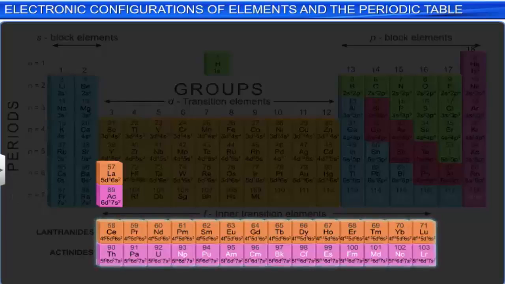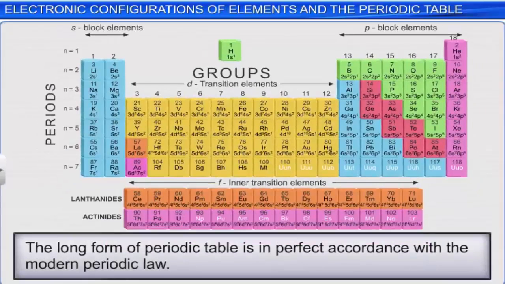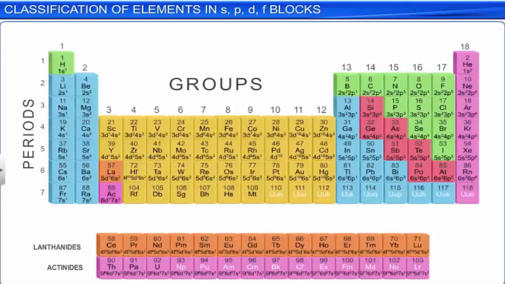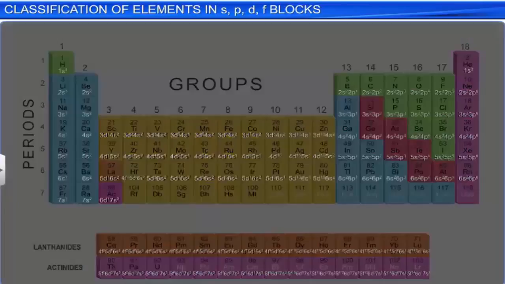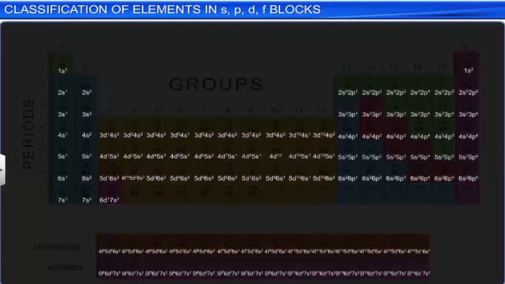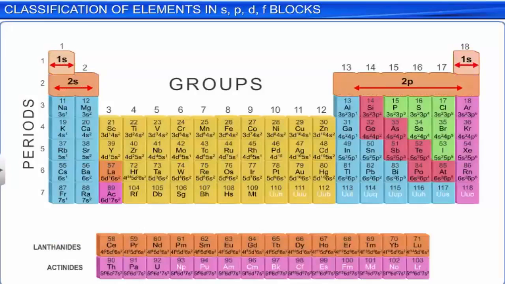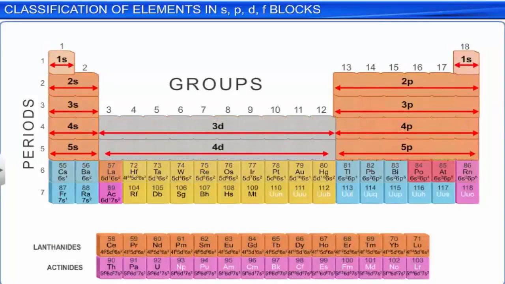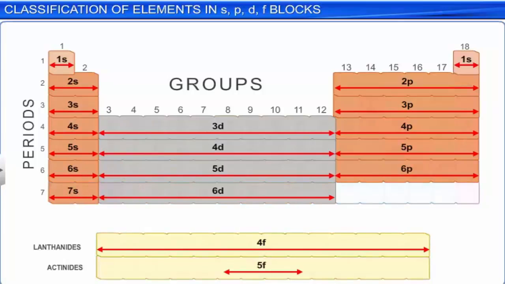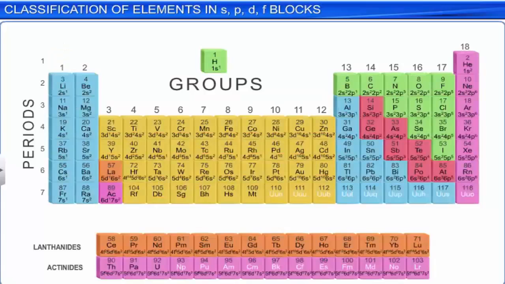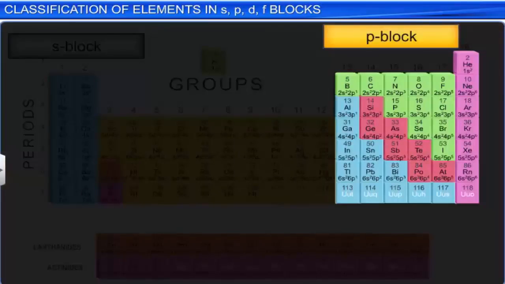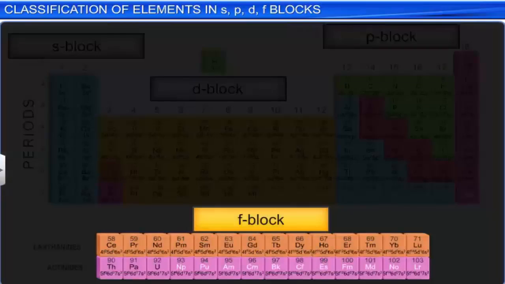Thus, the long form of periodic table is in perfect accordance with the modern periodic law, keeping electronic configuration, which in turn depends on atomic number, as the basis of classifying elements. We had studied that the position of an element in the periodic table is based on its valence shell electronic configuration. Based on the type of atomic orbitals which receive the last electron or differentiating electron, these elements are categorized as S, P, D, and F block elements.